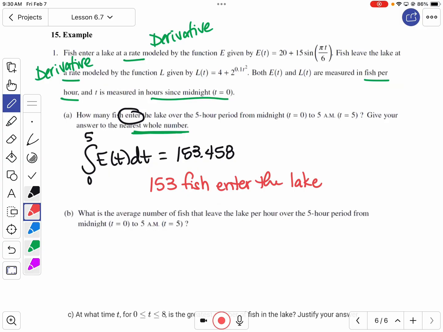What's the average number of fish that leave the lake per hour over the 5-hour period from midnight to 5 a.m.? Okay, so do we care about how many are coming in? Nope, we just care about who's going out. Okay, so 0 to 5, L of t dt. How would I handle the average? Divide the whole thing by 5 or put a 1/5 out in front? Yeah. To do the average, we're going to divide by 5 because we want it for every hour. So there were 5 hours. We divide by 5. Good.